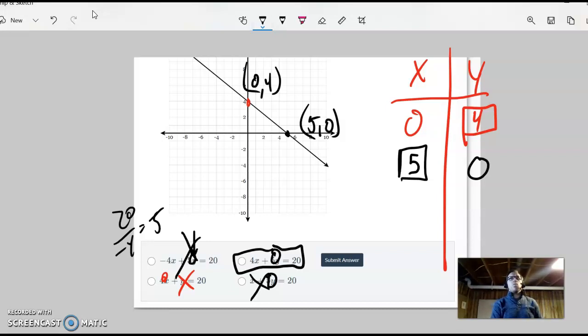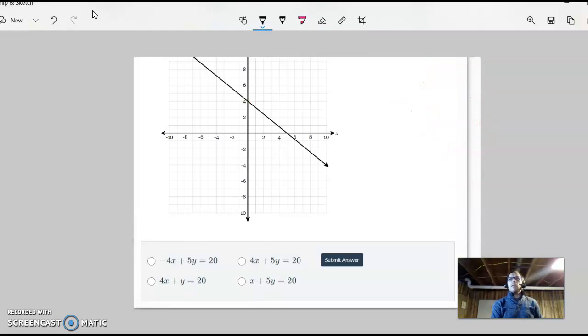Bonus. All right, one other way to do this. All right, let's clear all this work. Could I just find this equation? I know that I have a y-intercept of 4, and I have a slope of down 1, 2, 3, 4 over 1, 2, 3, 4, 5, down 4 over 5.